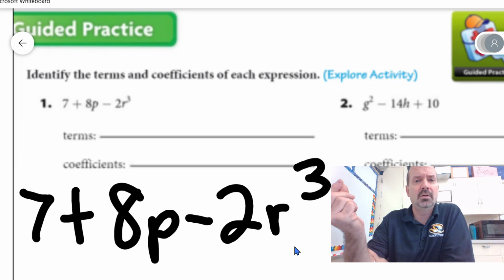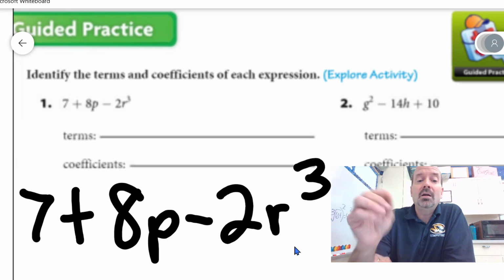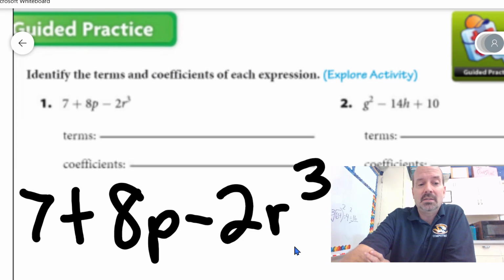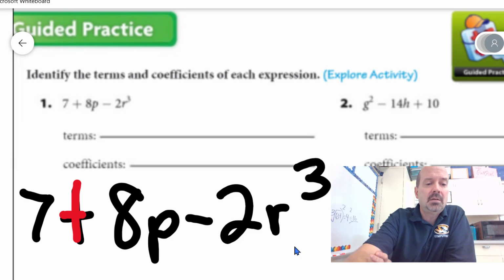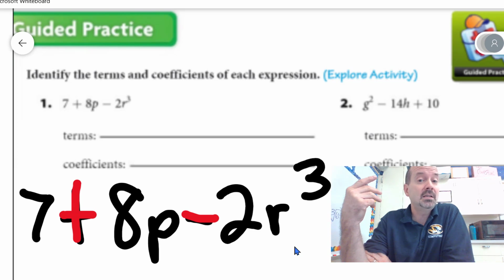Okay, here's the secret. To break up this expression, we're going to need to separate out the terms by looking where the pluses and minuses are. So plus and minus separate the terms. I made those red for you. Now you can see the three terms.